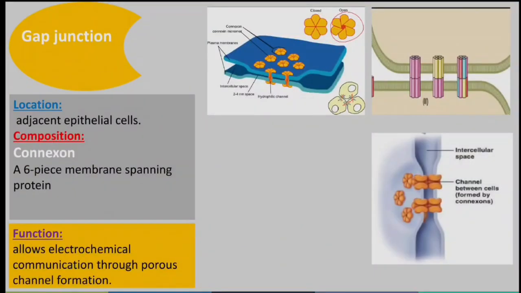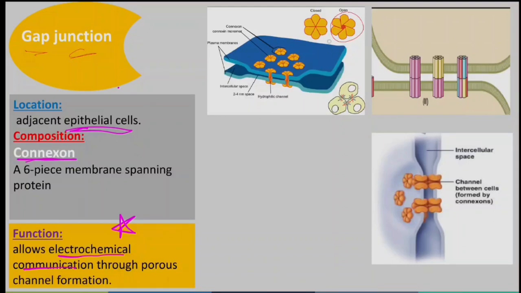Let's talk about our next cellular junction, that is the gap junction, and it is a very important cellular junction as it allows electrochemical communication. So this is the key point for the gap junction which you guys should remember. And as we know, all the cellular junctions are present between the epithelial cells, so that is not something new. This is made up of connexons.